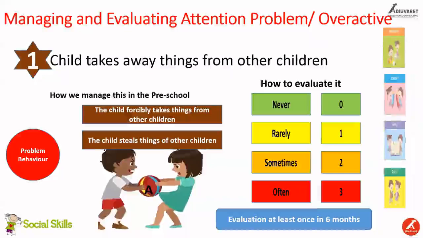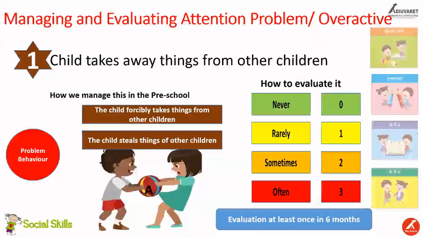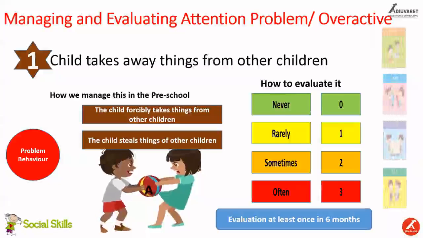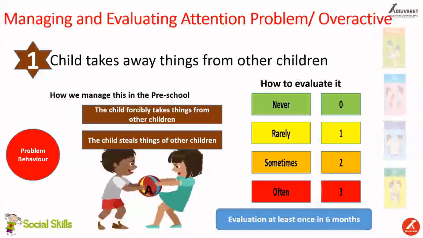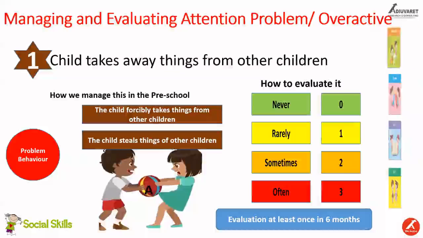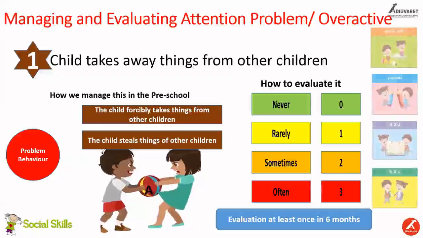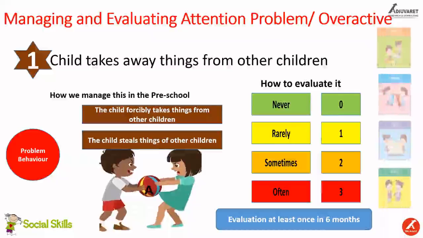Similarly, another behavior we must track is whether the child is stealing things of other children. If such behavior happens, we give a score of 0 for never and 3 for quite often. And such evaluation has to be done at least once in 6 months if such behavior is present in our children.